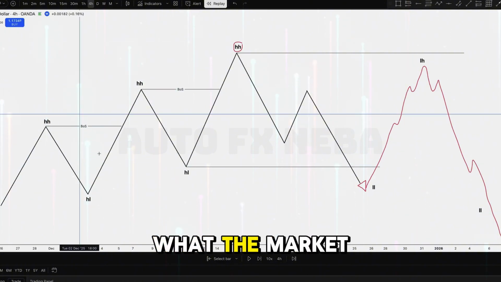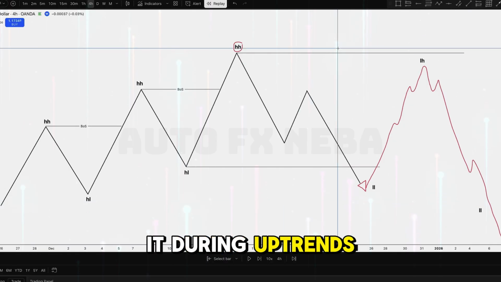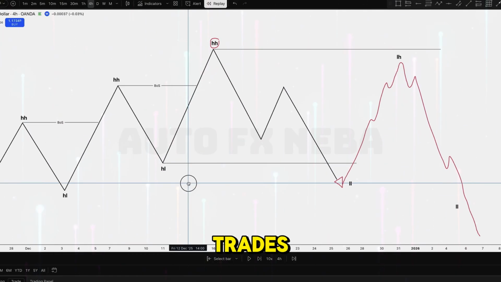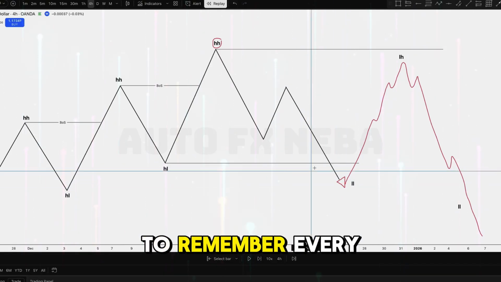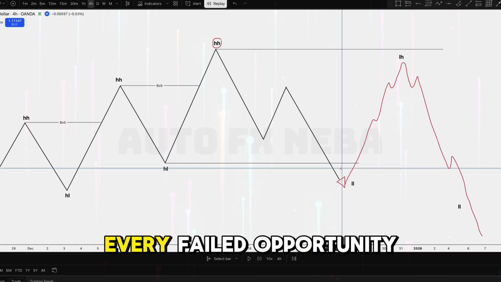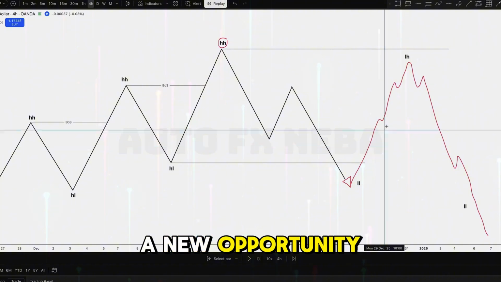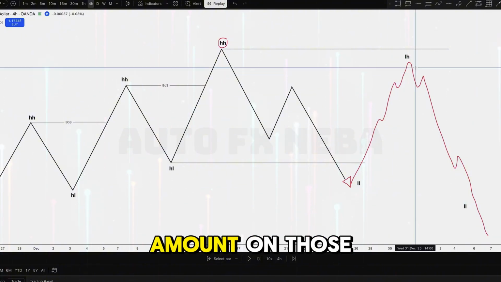That is basically what the market structure dynamic looks like in real time, and that is how you trade it during uptrends, downtrends, and of course that crossover point, the reversal, between trades, which in the moment when you're losing a trade can feel tricky. But you have to remember, every break we get, every failed opportunity you get in a market structure based trade, immediately validates a new opportunity for you to take the market the other way and of course win a significant amount on those positions.